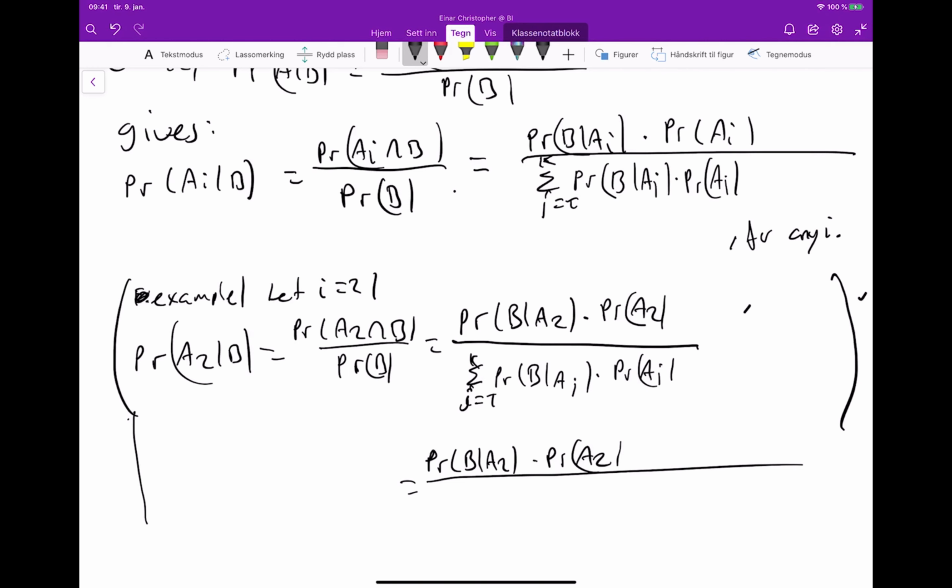So we rewrite the sum as the probability of B given A1 times the probability of A1 plus the probability of B given A2 times the probability of A2, 1 there and 2 here, plus dot dot dot plus the probability of B given AK times the probability of AK. Okay.